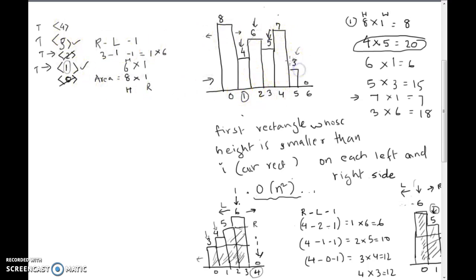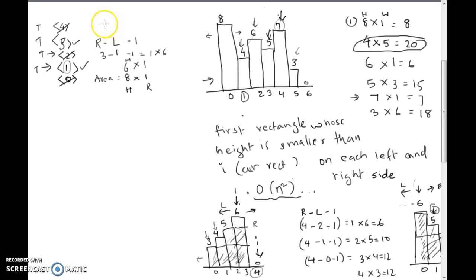Then we get to 3, right? 3 is smaller than what is there on top of the stack. Index 4's height is 7, right? So now we need to process this one, so we pop that out of the stack, right? Index 4, its height is 7.